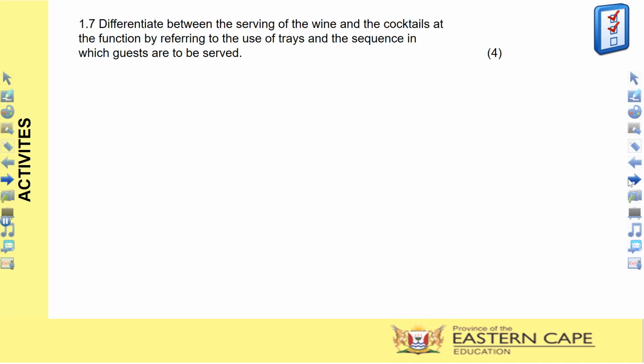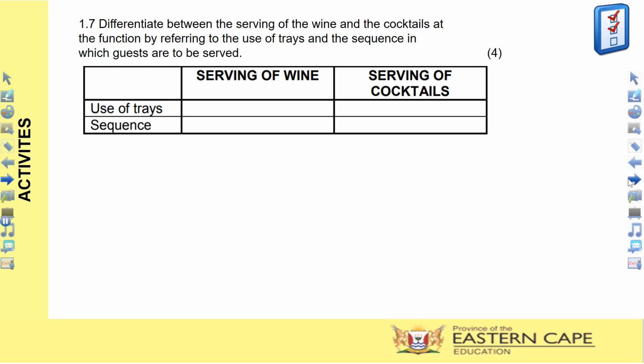Differentiate between the serving of the wine and the cocktails at the function by referring to the use of trays and the sequence in which the guests are to be served. It's quite a bulky question, but we look at the action verb, which is differentiate. So you need to give a difference between serving wine, which is an alcoholic beverage, and cocktails, which can also be alcoholic, but in this case we'll look at the non-alcoholic component of it, and when you're using the trays and how you will serve the guests. And they will ask you to tabulate your answer just to facilitate your responses.